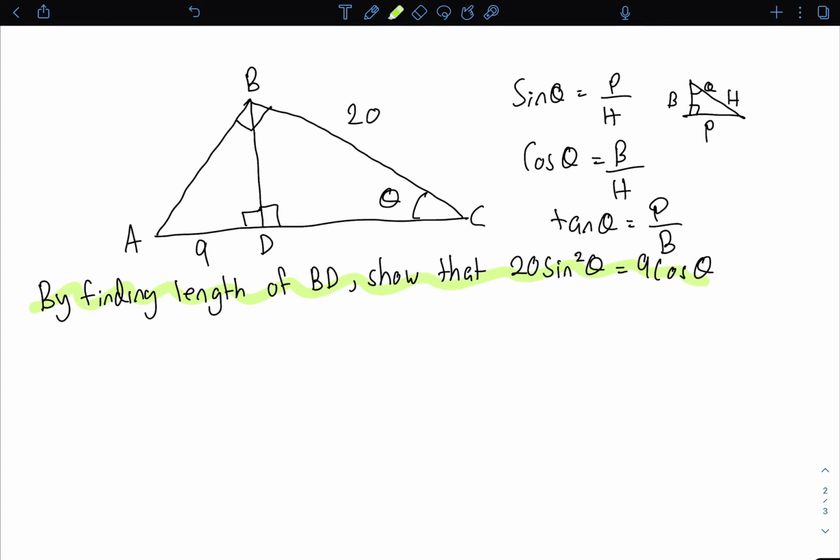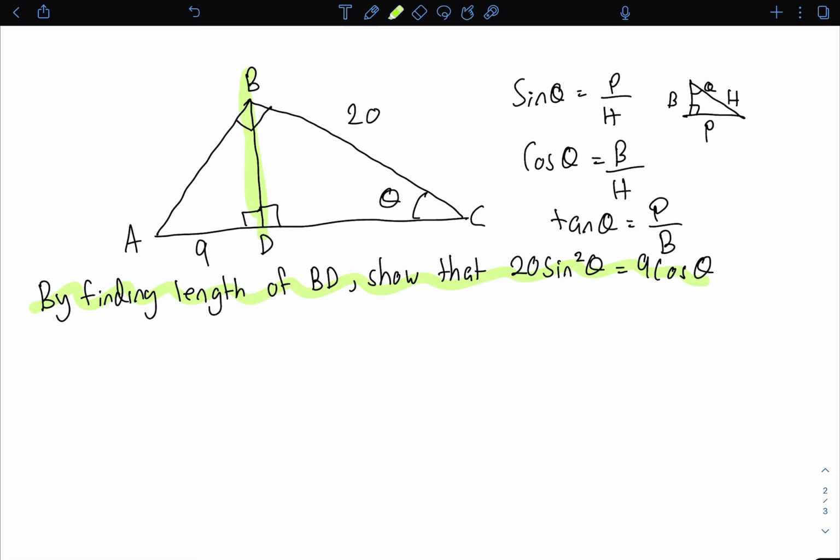Okay, so we're going to be covering this trigonometry question. The question is saying, by first finding the length of BD, this line, show that 20 sin² theta is equal to 9 cos theta.